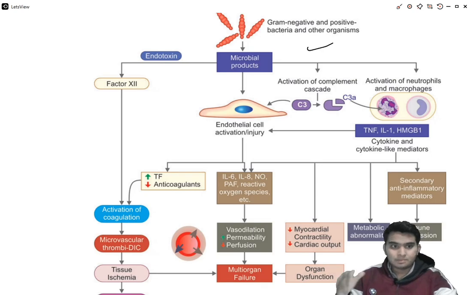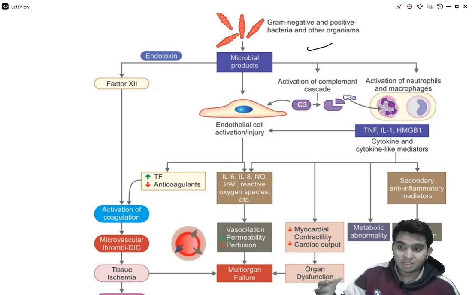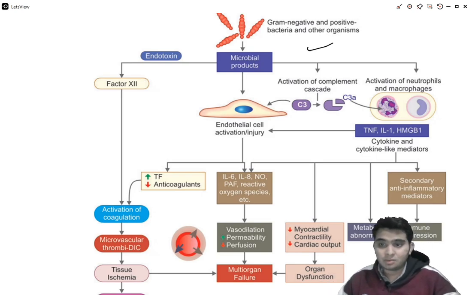Basically, what is septic shock? Septic shock is tissue hypoperfusion due to a decrease in peripheral vascular resistance as a result of systemic vasodilation, and pooling of blood in the periphery. You can also say edema as well. So now let's talk about the mechanism of it.